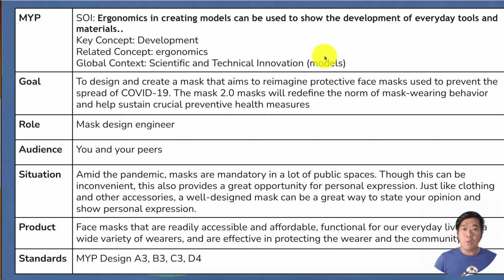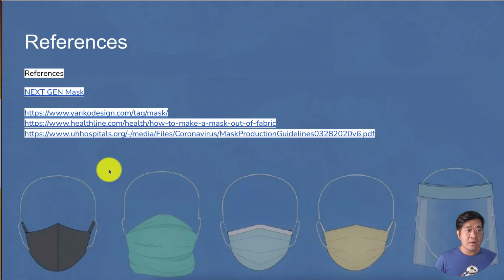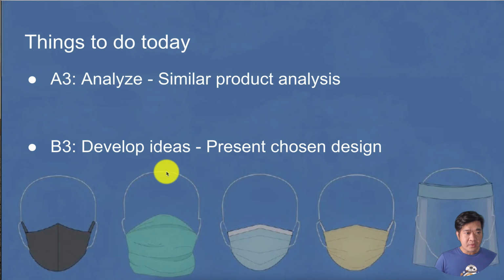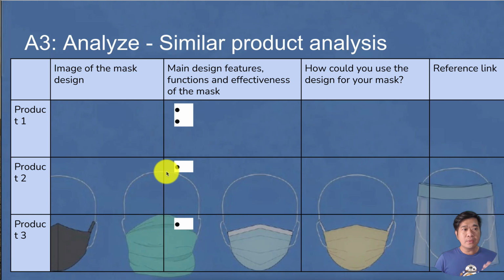So now you are going to be making models. Look at the situation. Our situation right now is during the pandemic, and we want to make sure that we are safe in the public area itself. These are the references that are also available in your Google Docs. Please look at them, and you may also find other resources for your design project.